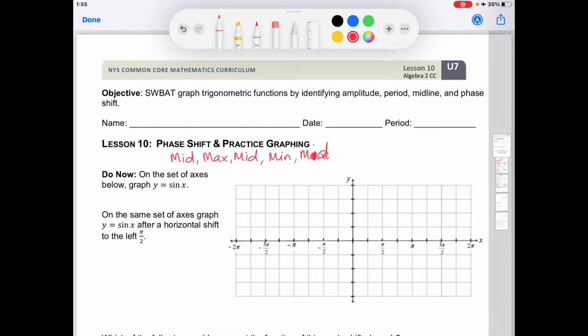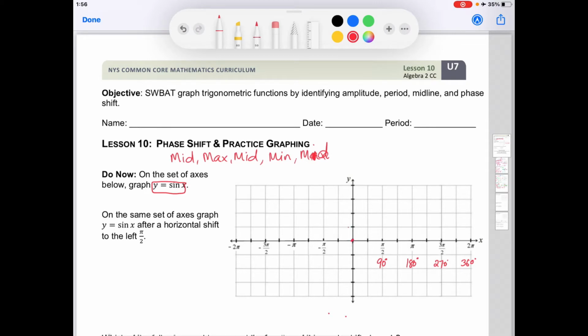On the set of axes below, graph y equals sine x. I already wrote the pattern for the sine graph. It starts at mid, goes to max, mid, min, mid. So I want to change my radians to degrees. If you like working in radians, go for it, guys. But I highly recommend changing it because it makes it easier and you get used to converting them back and forth. And now I'm going to graph it.